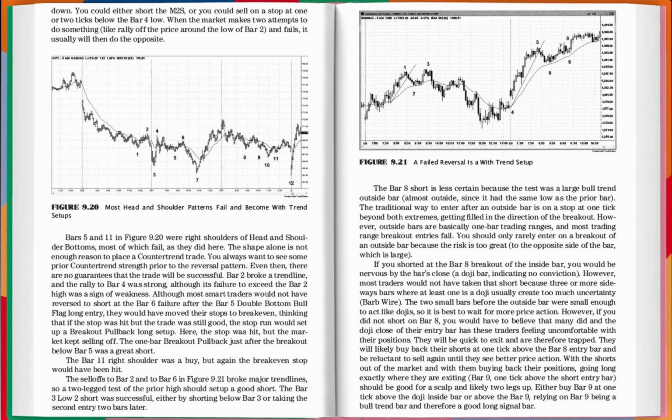With the shorts out of the market and with them buying back their positions, going long exactly where they are exiting, bar 9, 1 tick above the short entry bar, should be good for a scalp and likely 2 legs up. Either buy bar 9 at 1 tick above the doji inside bar or above the bar 9, relying on bar 9 being a bull trend bar and therefore a good long signal bar.